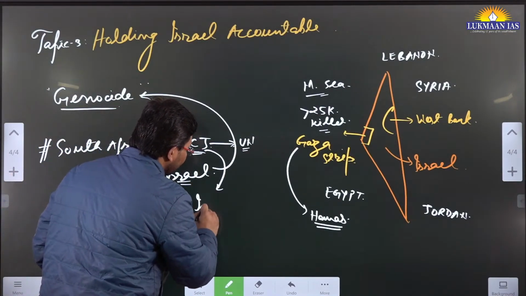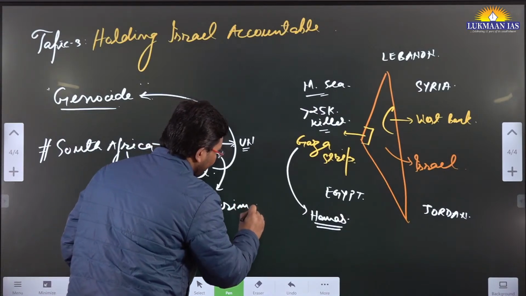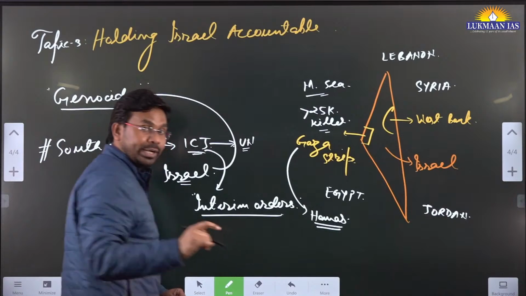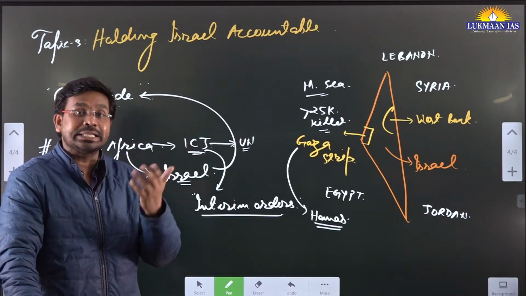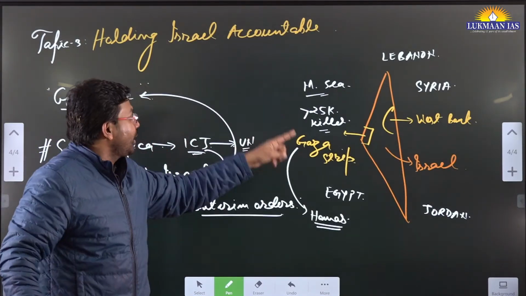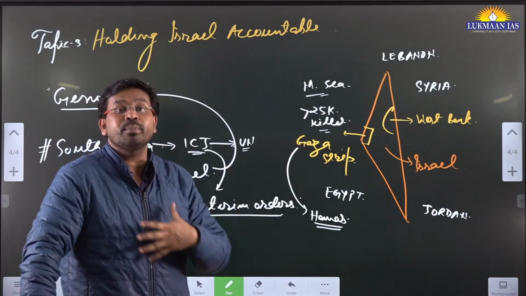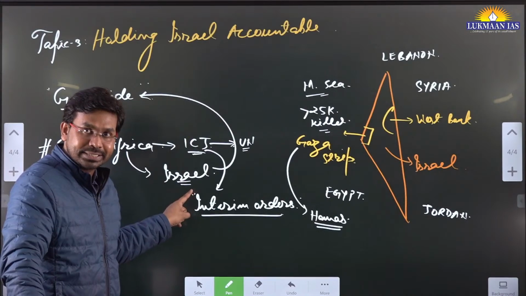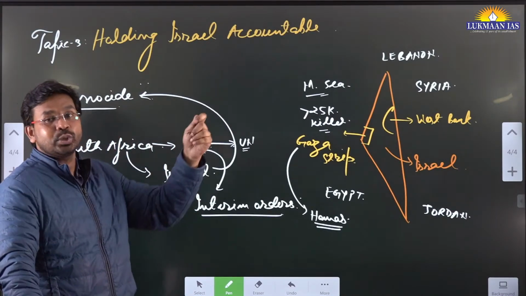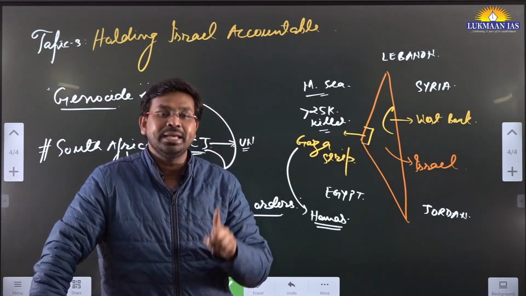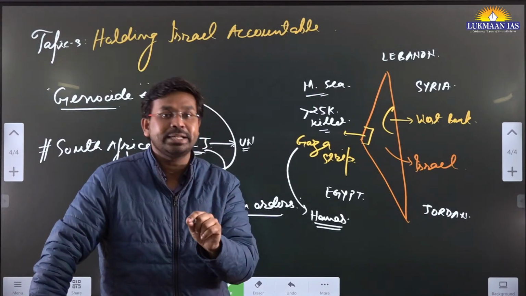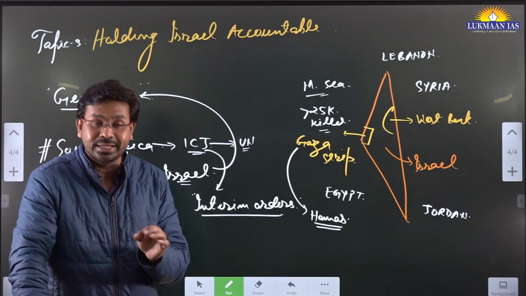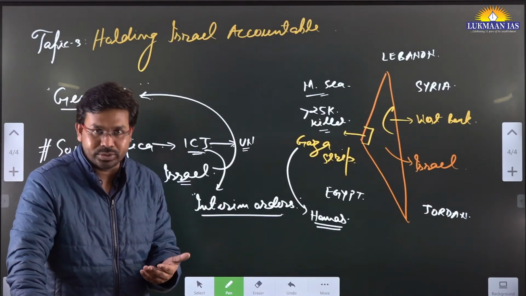Why interim orders? Because if they go into investigating the case, it may take another 3-4 years, and by that time Israel might have killed a huge number of more civilians. So in the interim orders, the International Court of Justice has asked Israel to stop the genocide, and at the same time furnish a report within 1 month to the International Court of Justice on what steps it has taken to reduce or stop the genocide from happening.